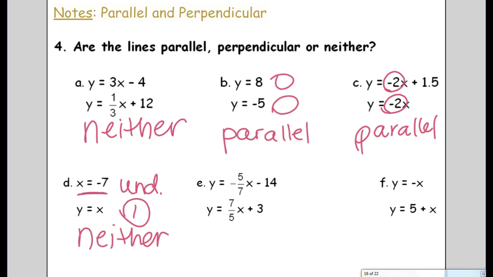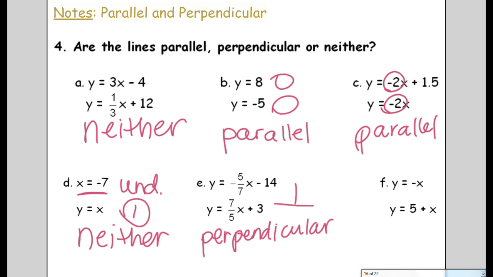Claire, E. Perpendicular. Did they get flipped, class? Yep. Did the sign get switched? Yes and yes. This is our first perpendicular. P-E-R-P-E-N-D-I-C-U-L-A-R. Wow, that's a long word. If you want to do an upside down T, that'll work too.